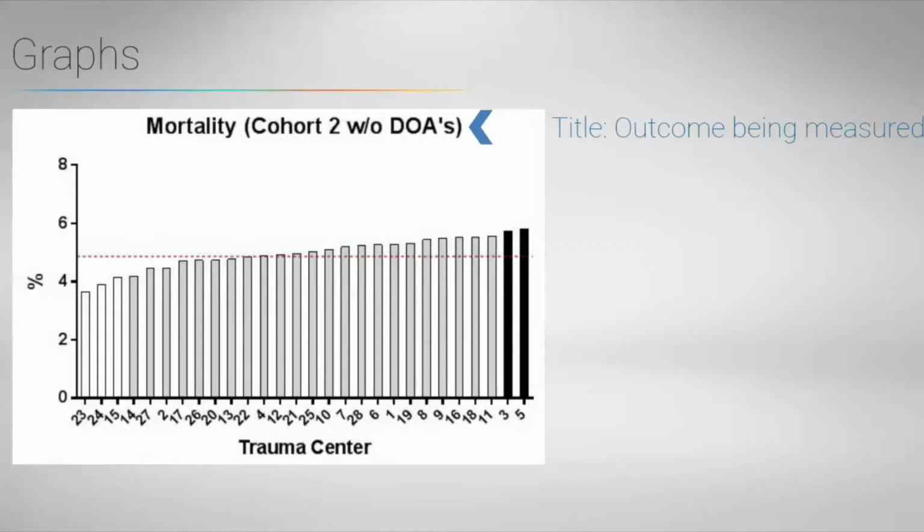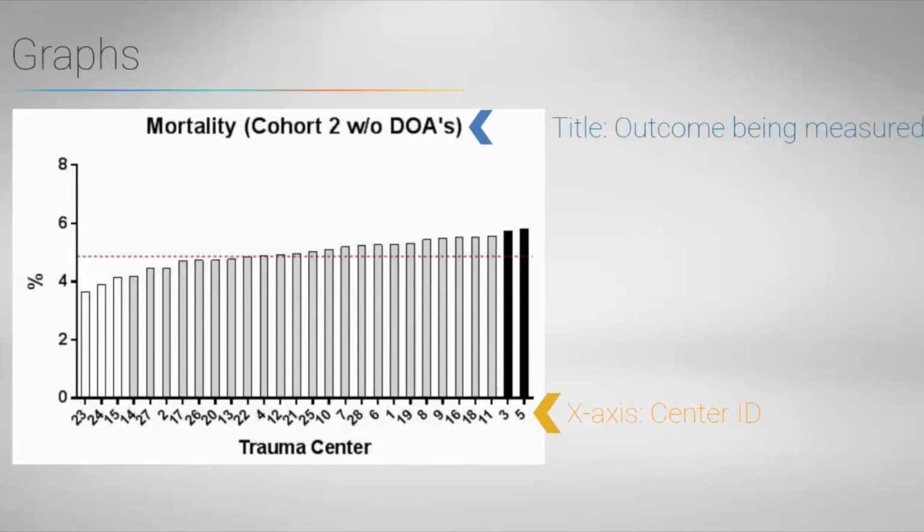The title of the graph identifies the outcome being measured. Here we are looking at mortality for cohort 2, excluding those patients who are dead on arrival. From the description of cohorts, we know that cohort 2 contains patients admitted to the trauma service, and DOA is defined as a patient who had an ED heart rate of 0, blood pressure of 0, and GCS of 3.